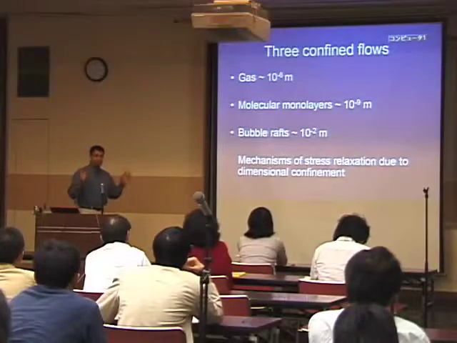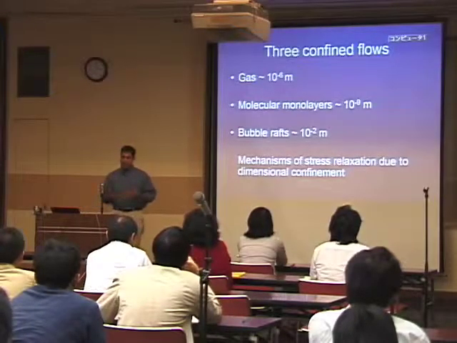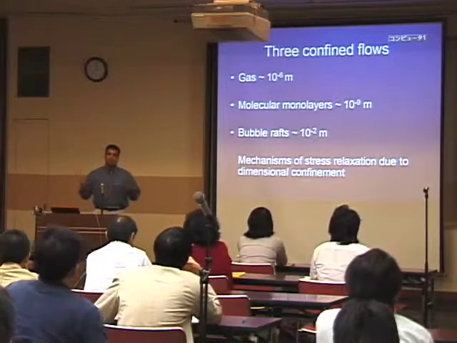I'll try to build on some common themes that emerge from looking at very diverse flows. So these are the kind of flows I will talk about. One is the gas, and the typical interaction length scales are of the order of about a micron. Another fluid system I'll talk about will be molecular monolayers, nanoscopic single-molecule monolayers, and look at how they behave under compression. And I'll also talk about just bubbles floating on water.